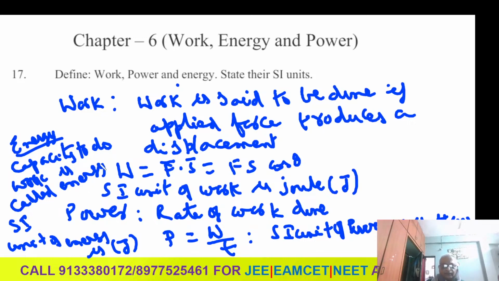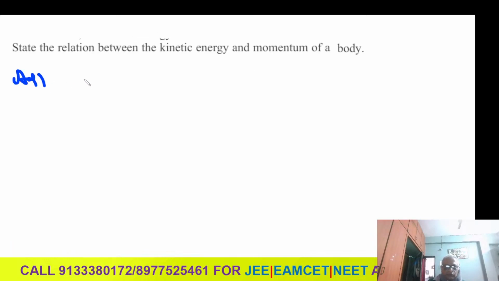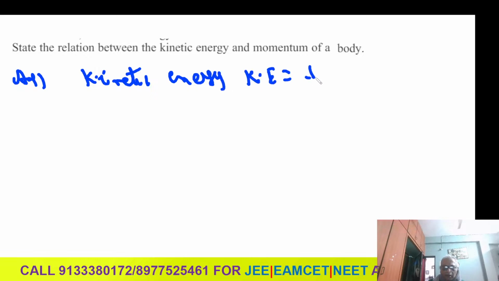Okay, second question. State the relationship between kinetic energy and momentum. Answer: kinetic energy E K E is given by the formula half m v square. m is mass, v means velocity. What is the formula for momentum? Mass into velocity. So I can write this formula as half m v into v.